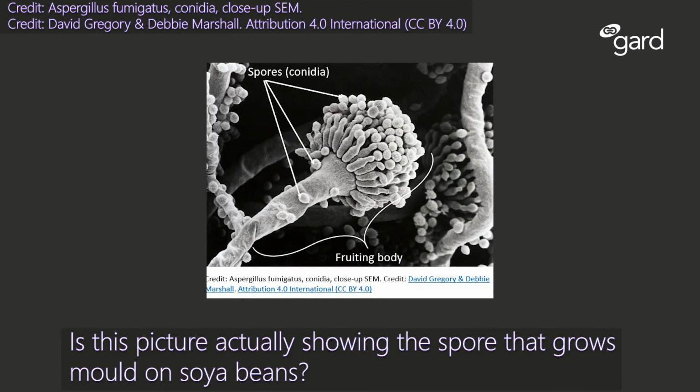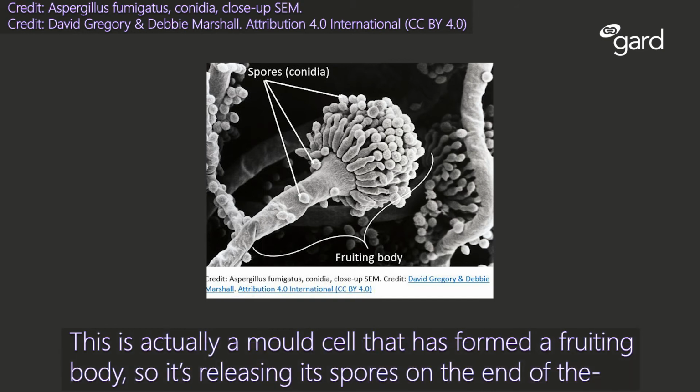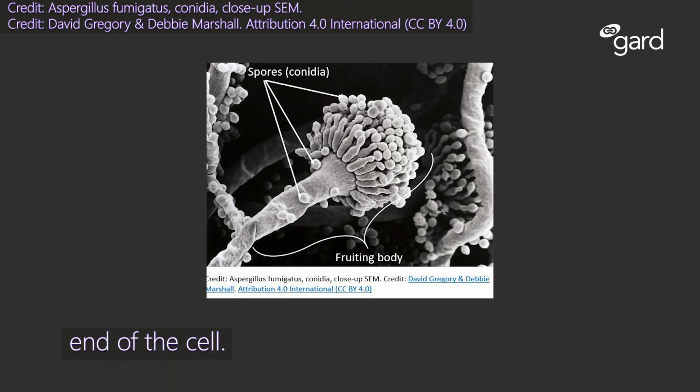Is this picture actually showing the spore that grows mold in soybeans? Actually, the small structures you can see on the end are the mold spores. This is a mold cell that's formed a fruiting body, so it's releasing the spores on the end of the cell.